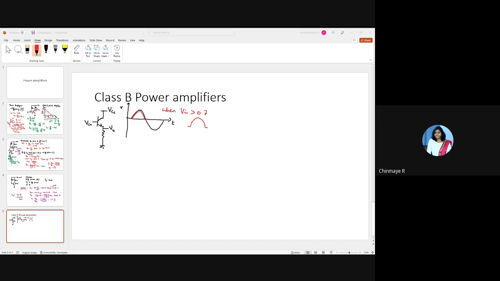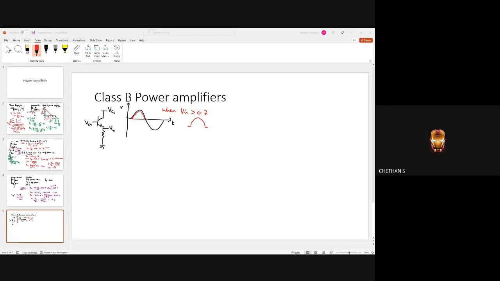So this basically behaves something like a half wave rectifier, right? So this will follow the input only when the input is positive. So what do we do about this? Now during the negative half cycle also, I want the output to follow the input. So what do we do about this?